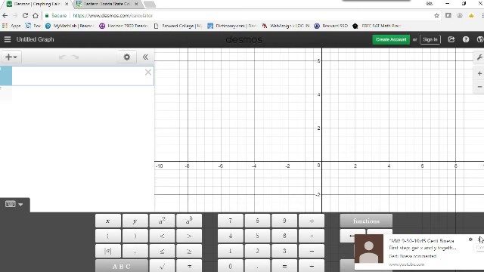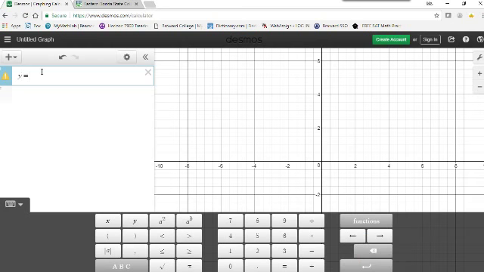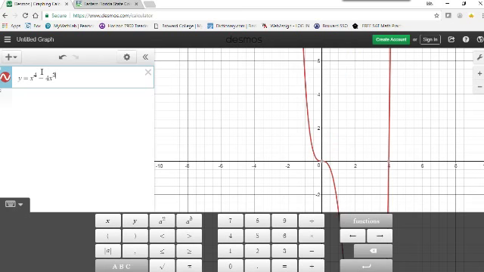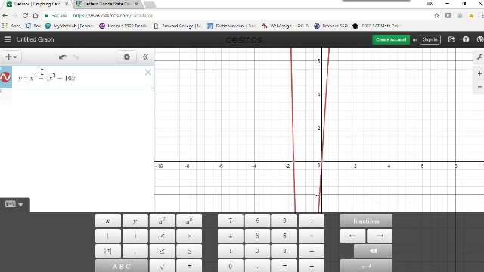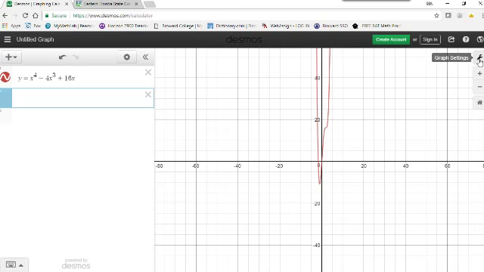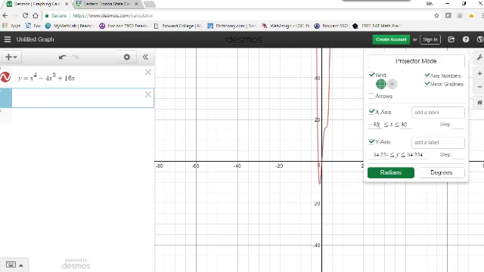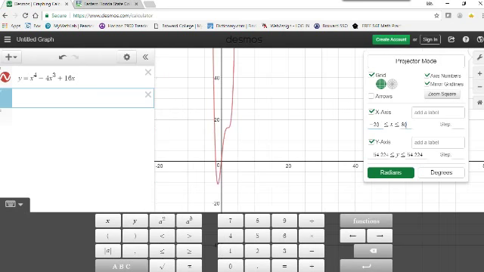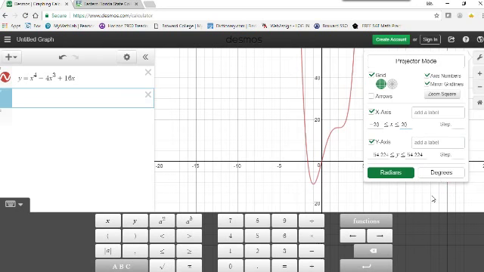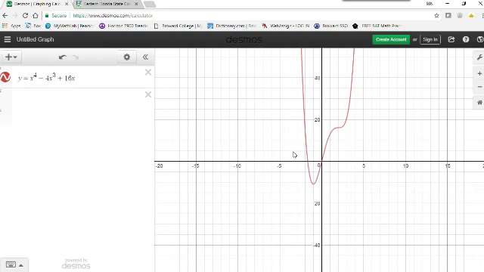Okay, so we're going to graph the function y equals x to the fourth minus 4x cubed plus 16x. Okay, and I'm going to zoom out a bit. There we go. And I think I'm going to adjust my horizontal scale as well, spread it out. Okay, so that gives you a little bit better idea of the shape than what I could draw.